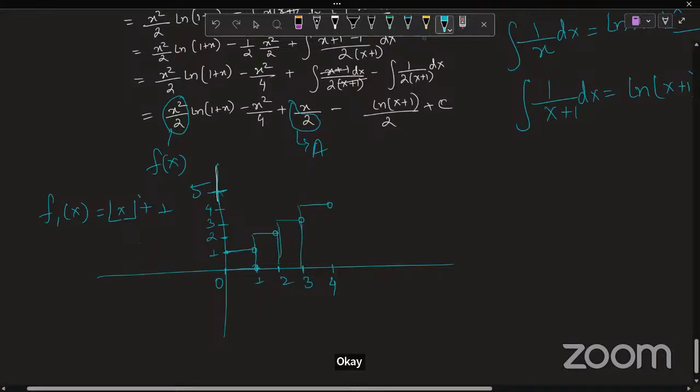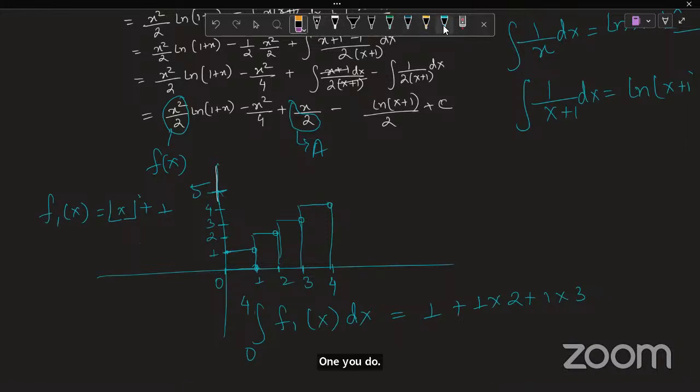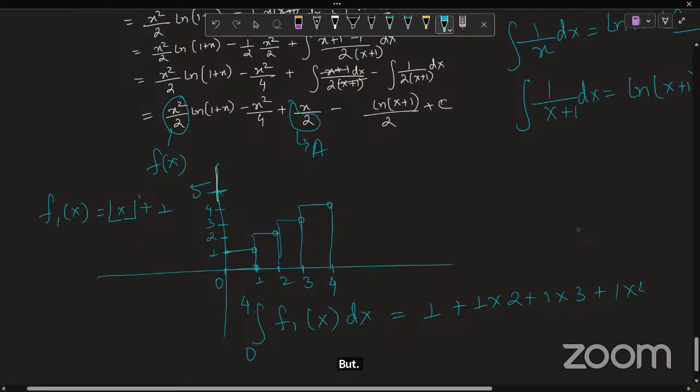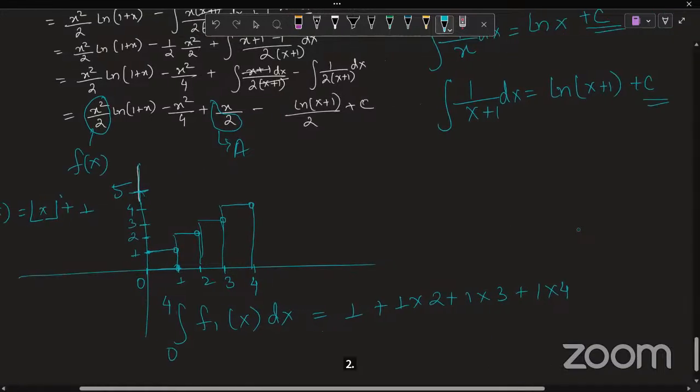So just calculate the area, you will get the value. What will be the area of this square? First of all, the integration of f1(x) dx from 0 to 4. 1, right? 1 plus 2, the interval is 1, so 1 into 2, 1 into 3, 1 into 4. The total is 10.